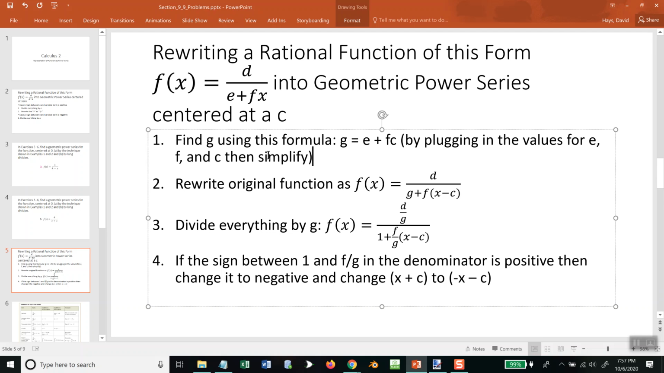Okay, find g using this formula. G is equal to E plus F times C by plugging the values for E, F, and C and then simplifying. Rewrite the rational function using this form. Divide everything by G. It gives you this. And if the sign between 1 and F divided by G in the denominator is positive, then change it to negative and change the X plus C to negative X minus C.